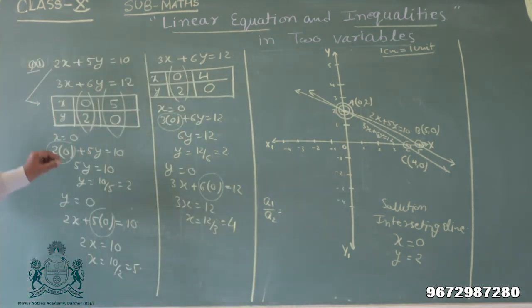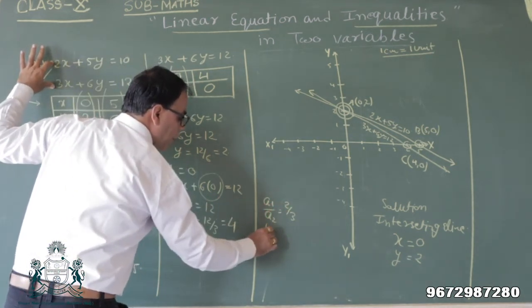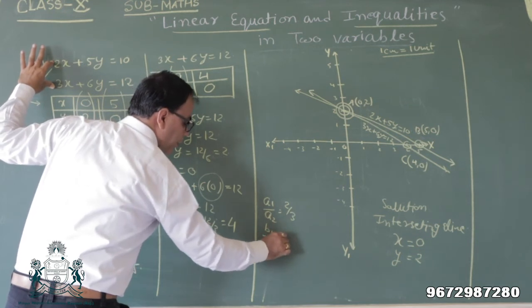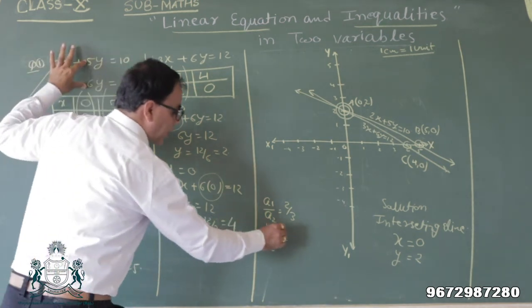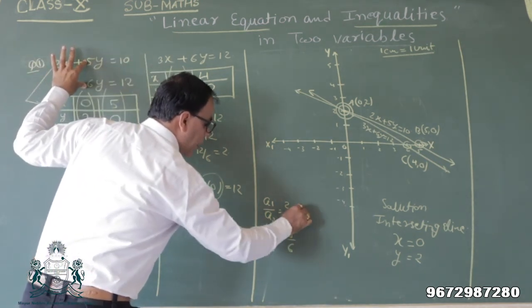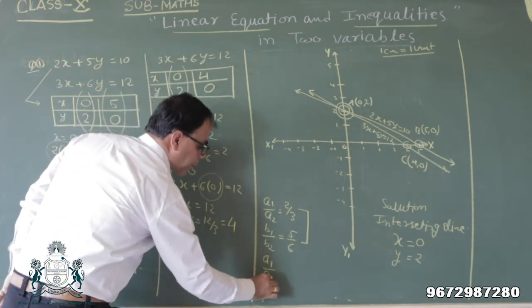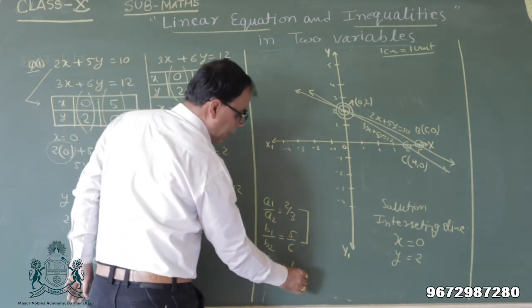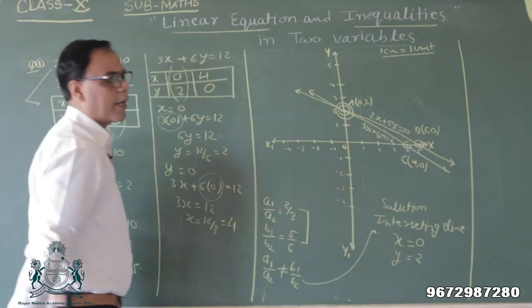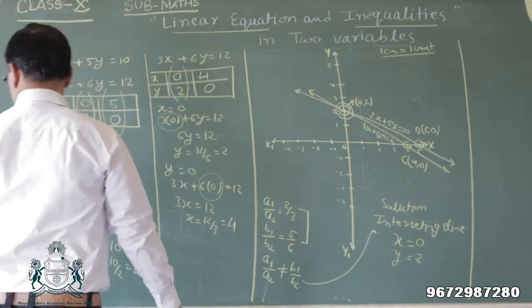A1 upon A2, coefficient of x 2 and 3, therefore 2 by 3. B1 upon B2, comparing y coefficient 5 by 6. A1 upon A2 not equal to B1 upon B2. Therefore, two lines are intersecting and value of x and value of y. Method of checking. Second question.